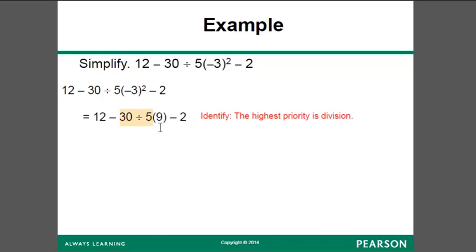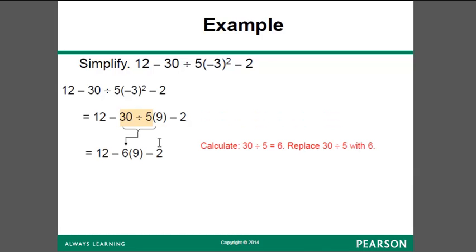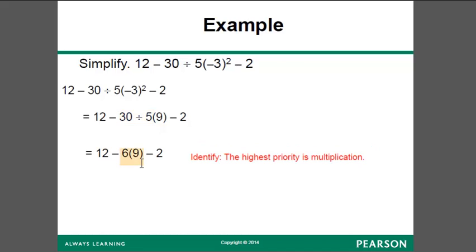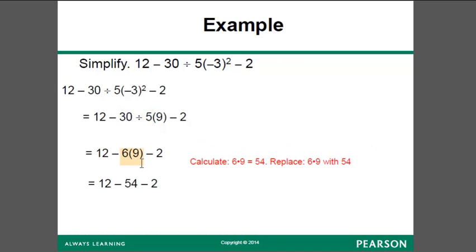That is what I'm going to do. Now you have to realize, yes, I do see a multiplication, but in reading from left to right, the division comes first. So I'll do the division, negative 30 divided by 5, and I'll get negative 6. Now I will do my multiplication, negative 6 times 9, and I'll get negative 54.